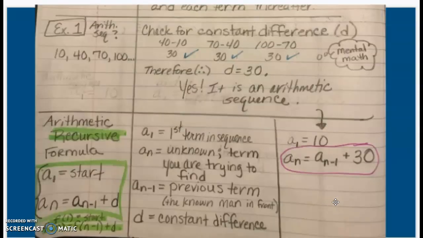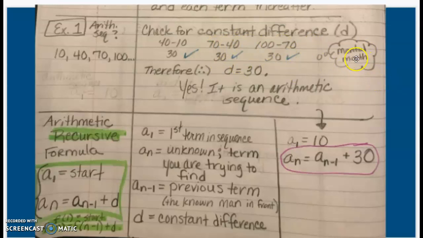Example number 1. Is this an arithmetic sequence? If so, what is it? 10, 40, 70, 100. Check for the constant difference, little d. You have to do some subtraction when you're talking about the difference. We're going to find the difference between each of these. So 40 minus 10 is 30. 70 minus 40 is 30. 100 minus 70 is 30.